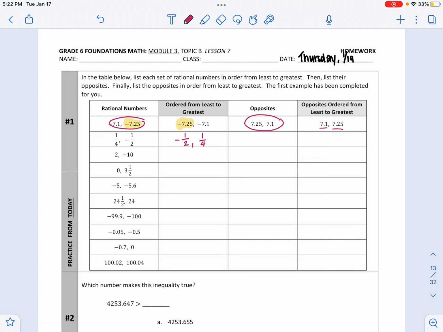Next, I'll find the opposites of both these numbers. The opposite of 1/4 is negative 1/4. The opposite of 1/2 is positive 1/2. And I should have said the opposite of negative 1/2 is positive 1/2. Now, the order of least to greatest flips, because negative 1/4 is less than positive 1/2, simply because it's in the negatives. Your job is to complete the table.